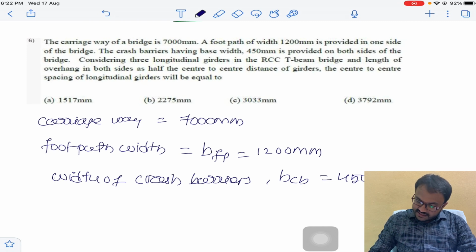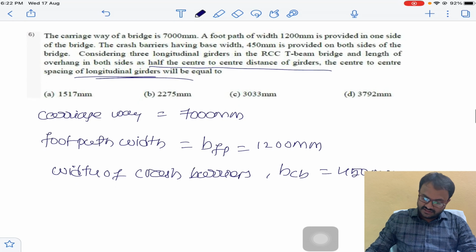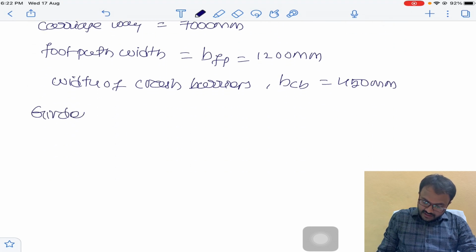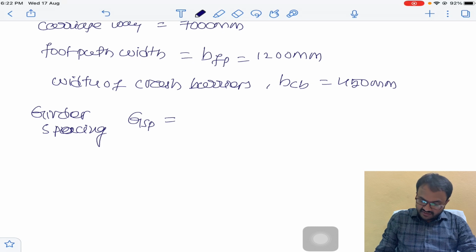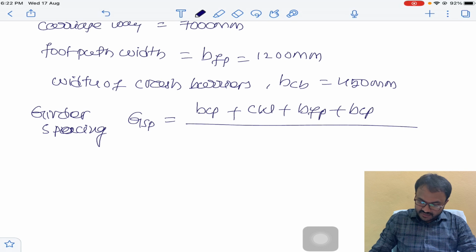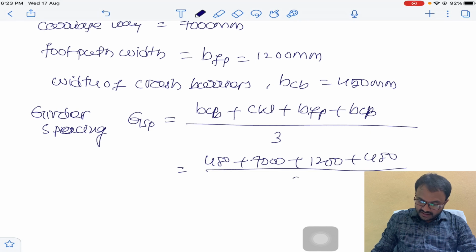Okay, now he is asking the center to center girder spacing. So we have a formula. GSP is girder spacing, G is girder, SP is spacing. So we have a formula for this: BCB, that is width of crash barrier, plus carriageway width plus width of footpath plus crash barrier, divided by 3. So that is 450 plus 7000 plus 1200 plus 450 divided by 3.